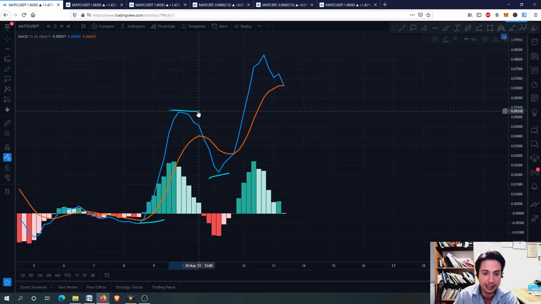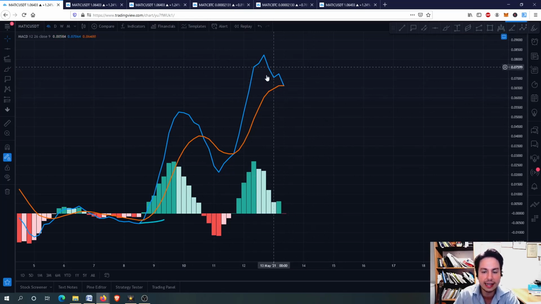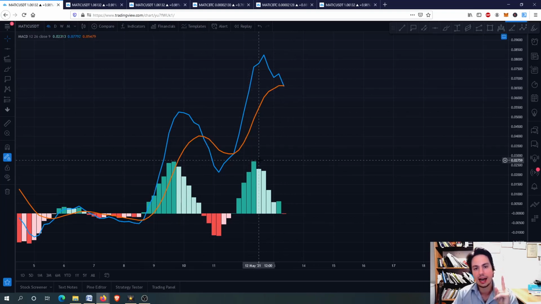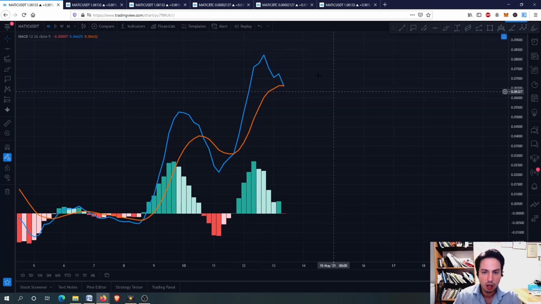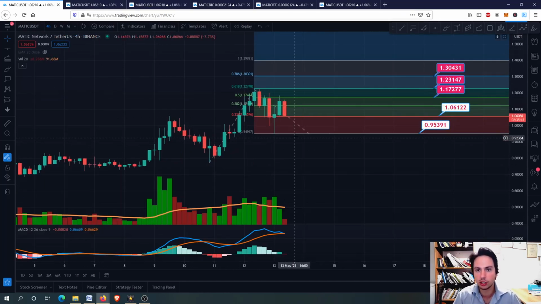As long as we are making higher highs, higher lows, we don't have to worry even about this cross right here between the blue line and the signal line. Even if they cross and go down, as long as we're making higher highs, higher lows, we are fine. I'm always telling that in the videos for the 4-hour frame for the MACD. So for the 4-hour frame, these are the important things you need to check out.